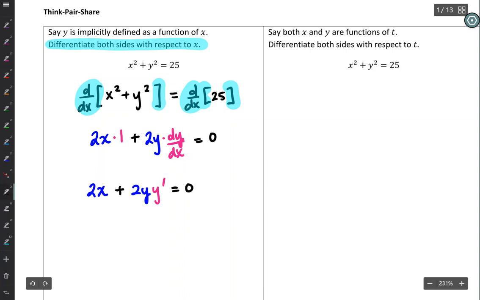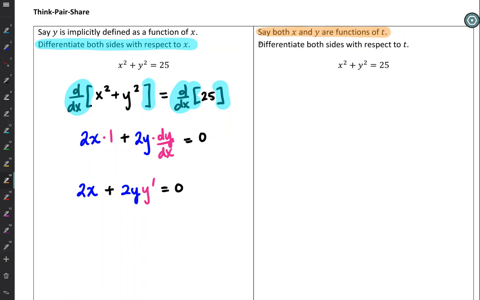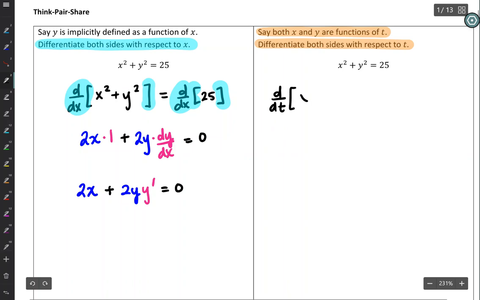We have successfully differentiated both sides of this equation with respect to x. Now in the next problem it looks identical, but the difference here is that both x and y are functions of t, and we're going to differentiate both sides with respect to t. Taking the derivative with respect to t, that's what that notation right there means, of the left-hand side equals the derivative of the right-hand side.